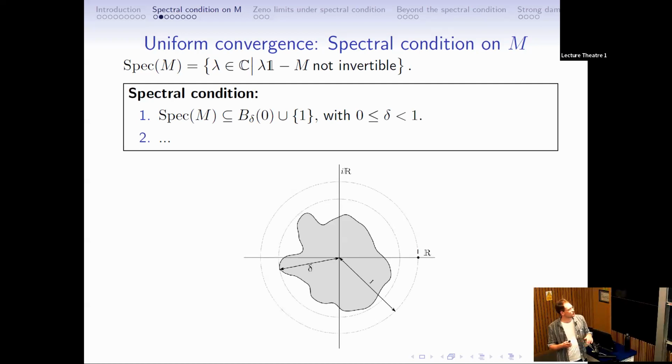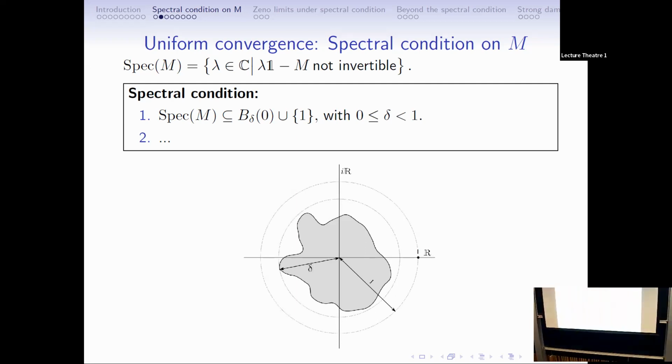The spectral condition has two assumptions. One is the spectral gap assumption. My M is a contraction, so it has its spectrum localized in the unit disc. But the spectral gap says there's only one point of the spectrum on the peripheral part, so only one point on the unit circle, and everything else is strictly inside the unit circle. So there exists some delta such that the rest of the spectrum is localized in a smaller ball, right?